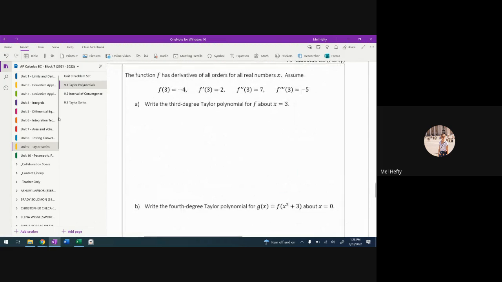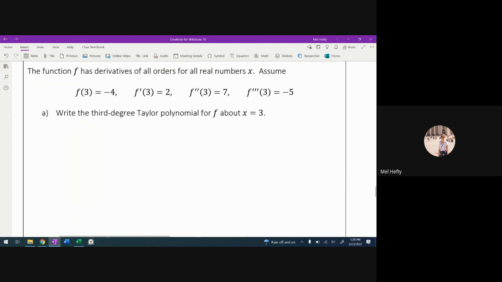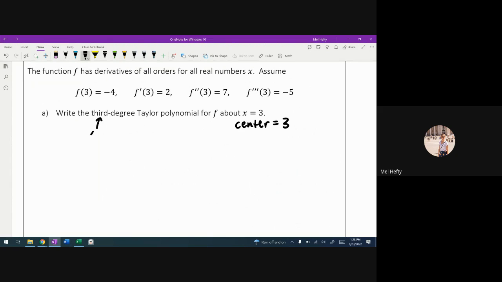I'm on the very back page. We are going to write a third degree Taylor polynomial about x equals 3. That's all weird verbiage. Can you tell me anything you learned from those directions? All right, the center is 3. Good. Center is 3, and the third degree means I'm going to end with a cubed as my last term. So I'm going to call this p sub 3 just because it's a polynomial of degree 3, and x is the variable.